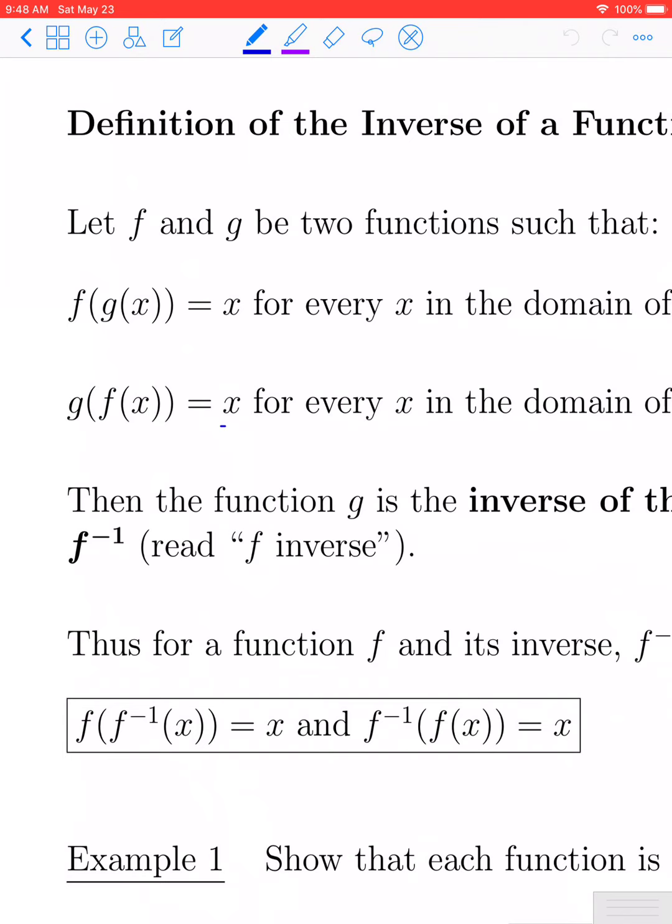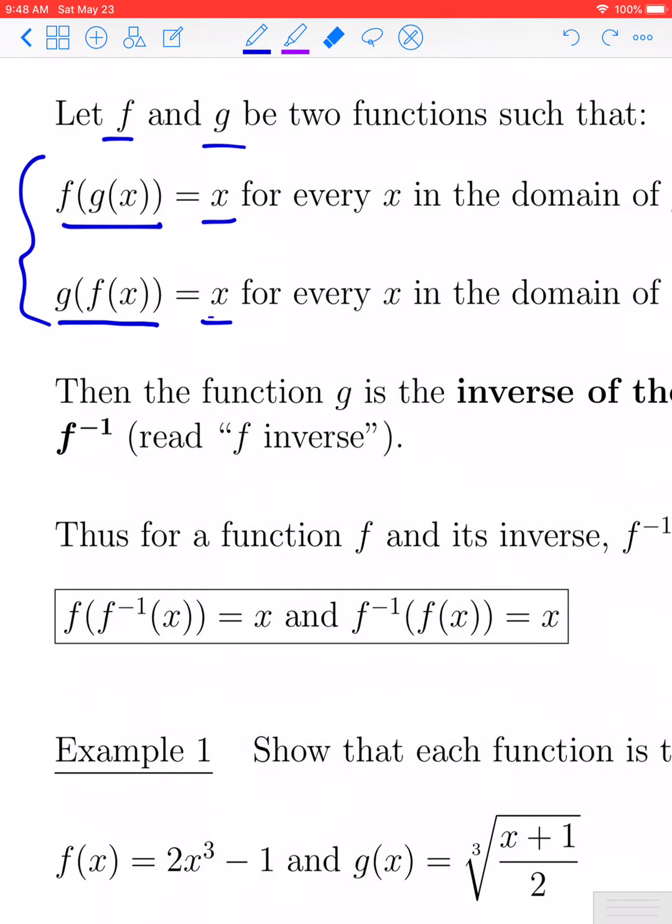For instance, let's suppose we have two functions. Let's call them f and g in the beginning, and suppose that they satisfy the following functional relationships. If you do f composed with g of x, if that gives you x, and if you also do g composed with f of x, and that also gives you x, then we say that the functions f and g are inverses of each other.